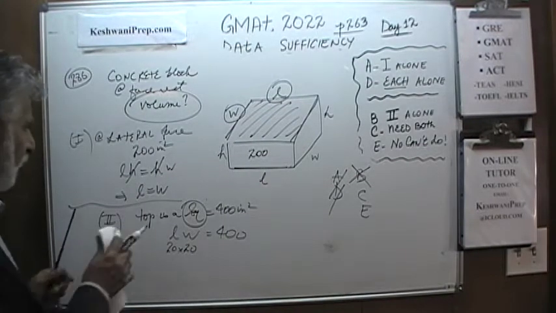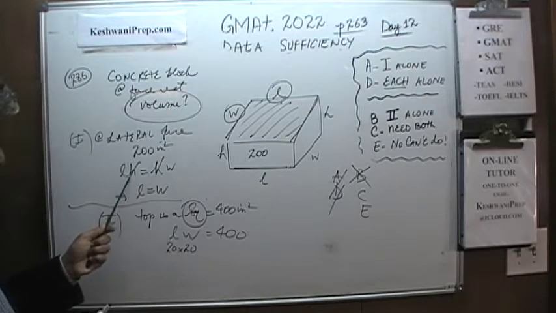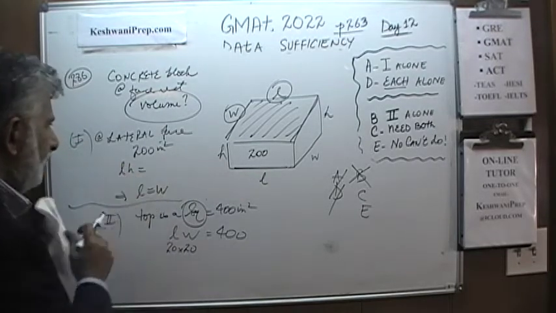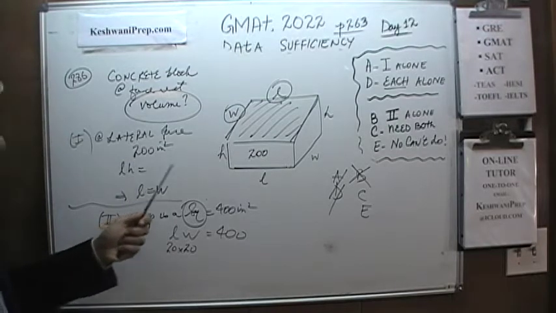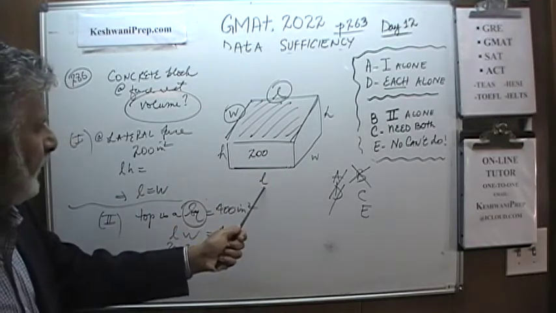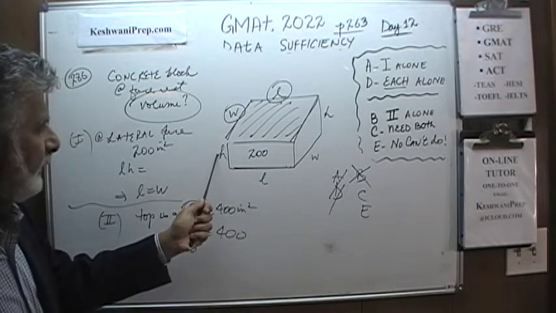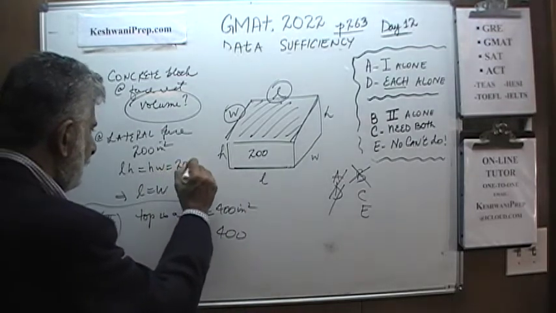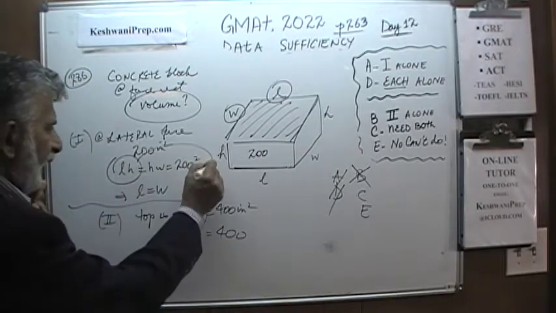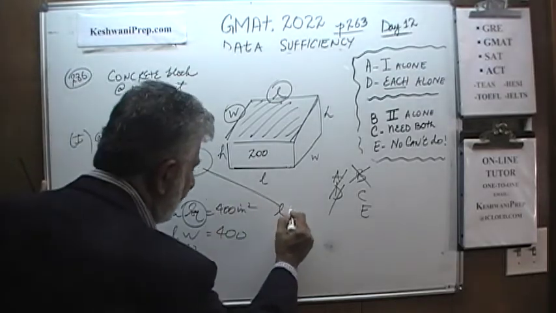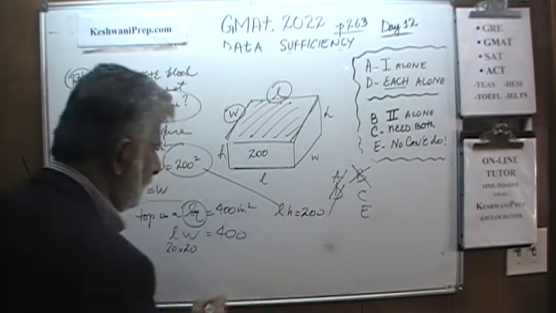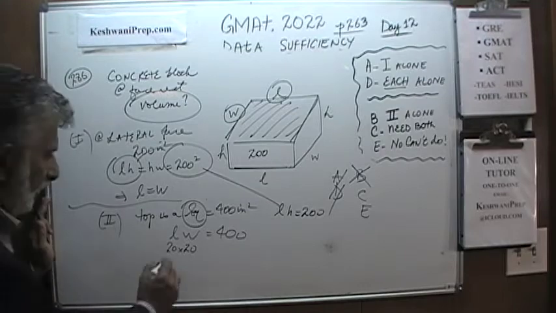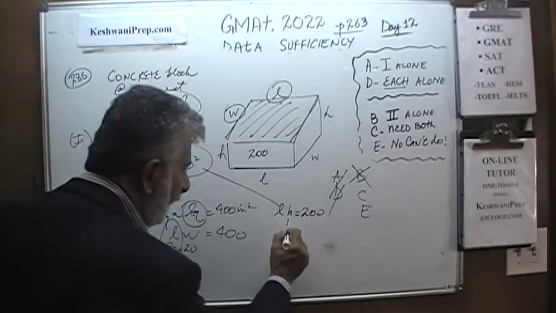We'll get somewhere because we know the length times height, which we were told. Length times height is the same as width times height, which is equal to 200. So length times height is equal to 200. And from the second statement, we know the length is 20. If the length is 20, height must be 10.